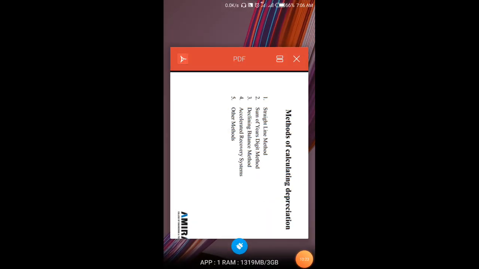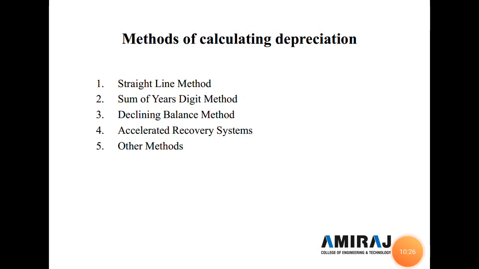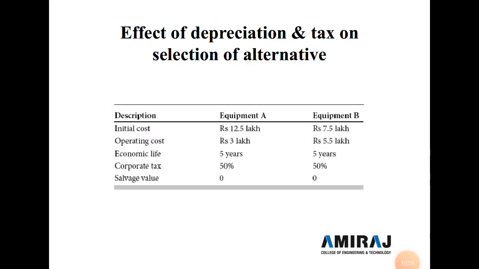Now, here one simple small example is given: the effect of depreciation and tax on the selection of alternatives. Here depreciation and a comparison between two equipment is given. The following five things are required: first is the initial cost, second is the operating cost, third is the economic life, fourth is the corporate tax, and fifth is the salvage value. A comparison of both is given.